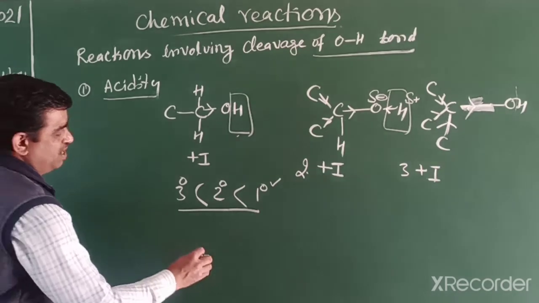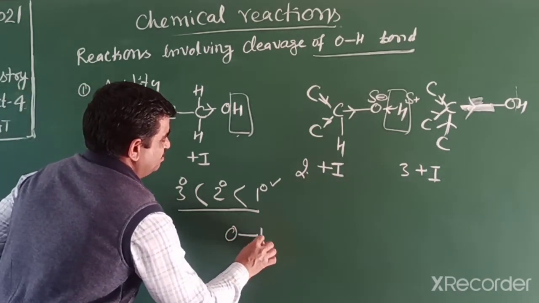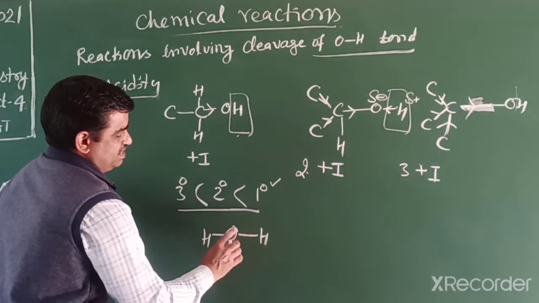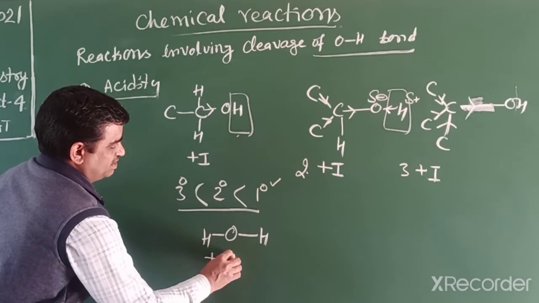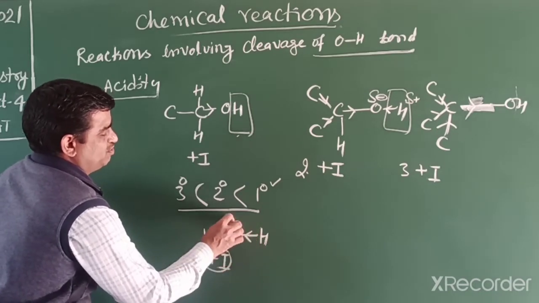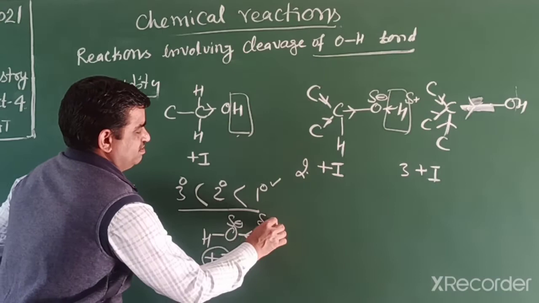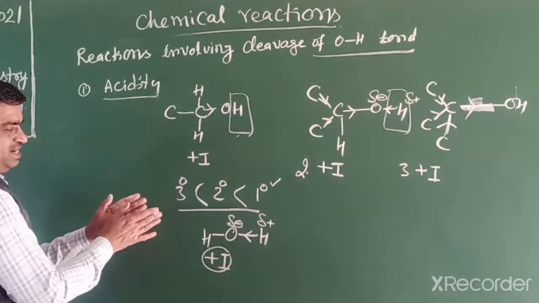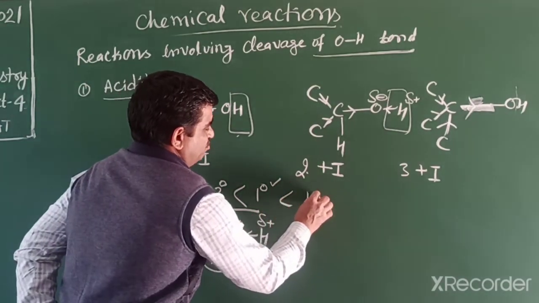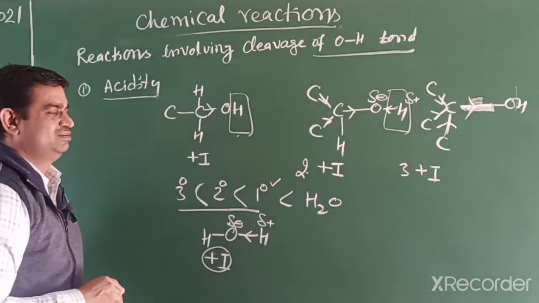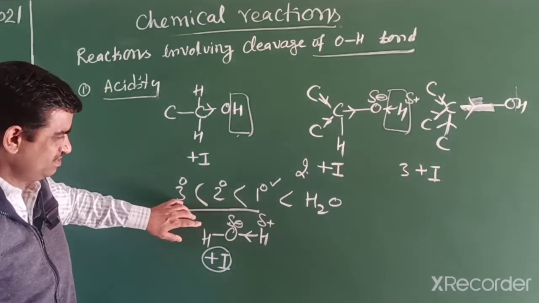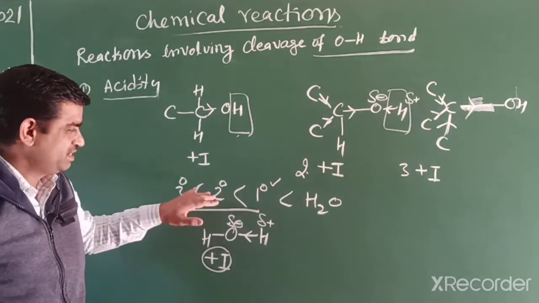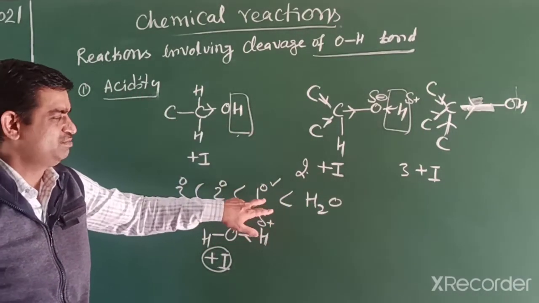Even though water is more acidic, if we compare water and alcohol, then what happens? In water there is no plus I effect, no inductive effect. So the shared electron moves towards the oxygen side and hydrogen bears a positive charge, and there is no plus I effect. So when we compare, water is more acidic than alcohol. It means alcohols are very weak acids.